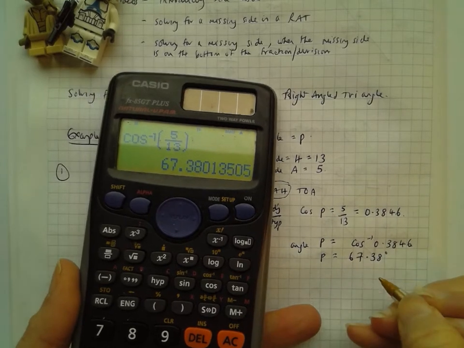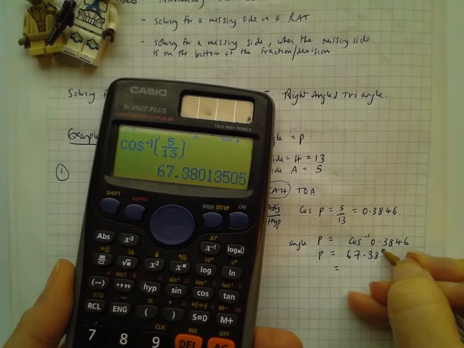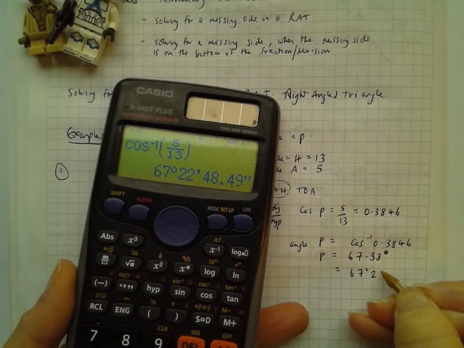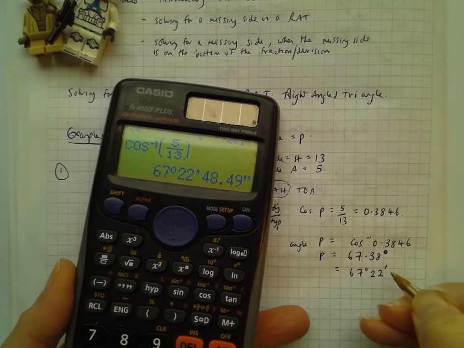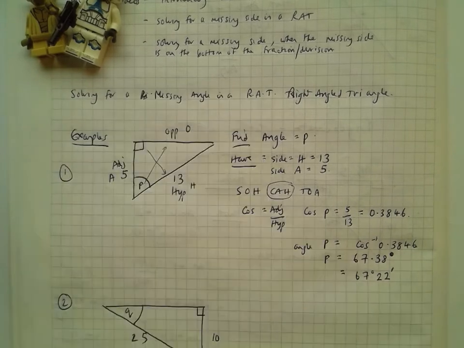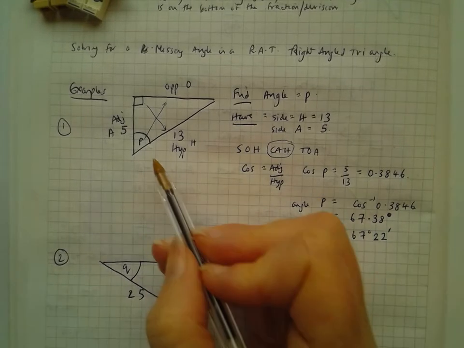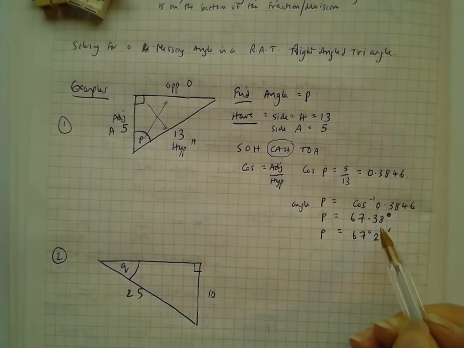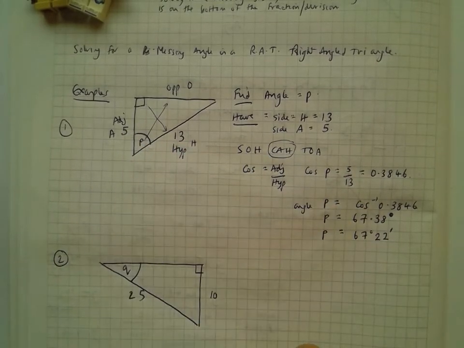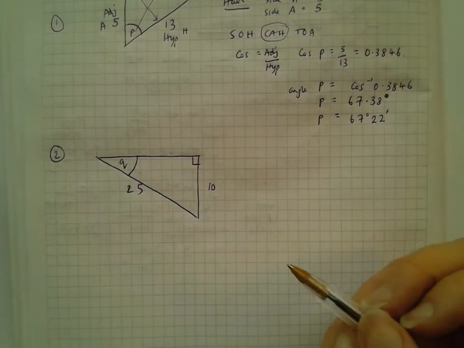Okay, now if I wanted to put that in degrees, minutes, seconds, which we haven't talked about really yet, but is the standard way of expressing an angle, that would be 67 degrees 22 minutes. It'd actually be 23 minutes, but I'll leave it as 22 for now. Okay, so what we found out is the angle P, 67.38 degrees, is here. It has a hypotenuse of 13 and an adjacent of 5 in a right angle triangle. Okay, pause the video if you want and try this yourself first and then restart the video.